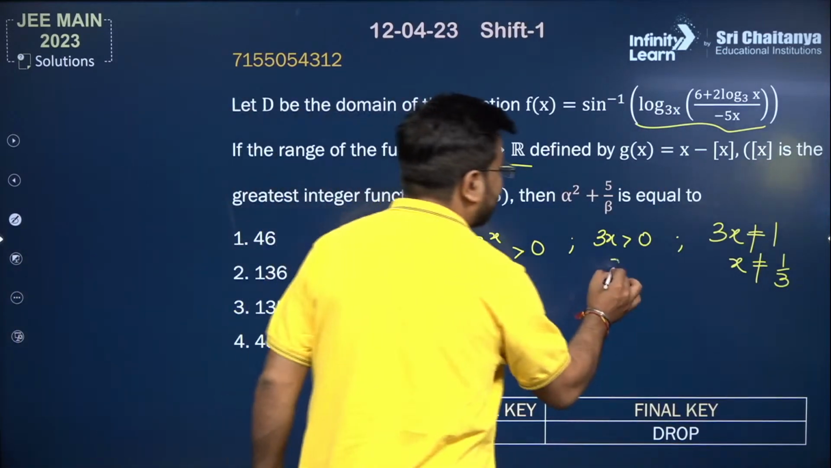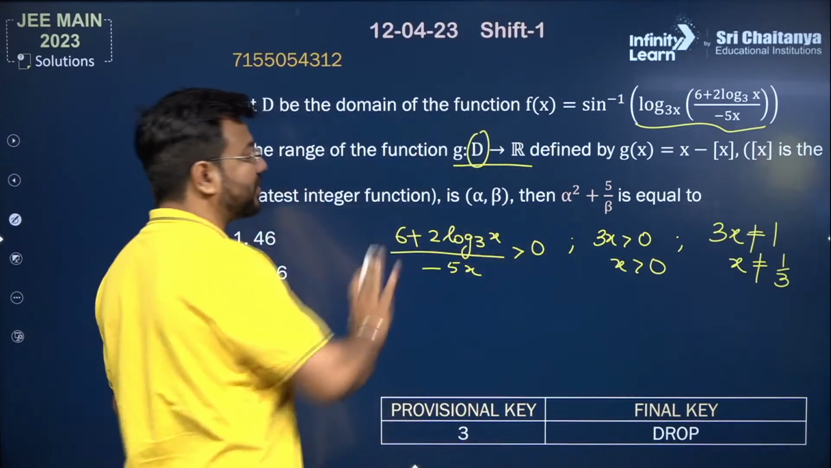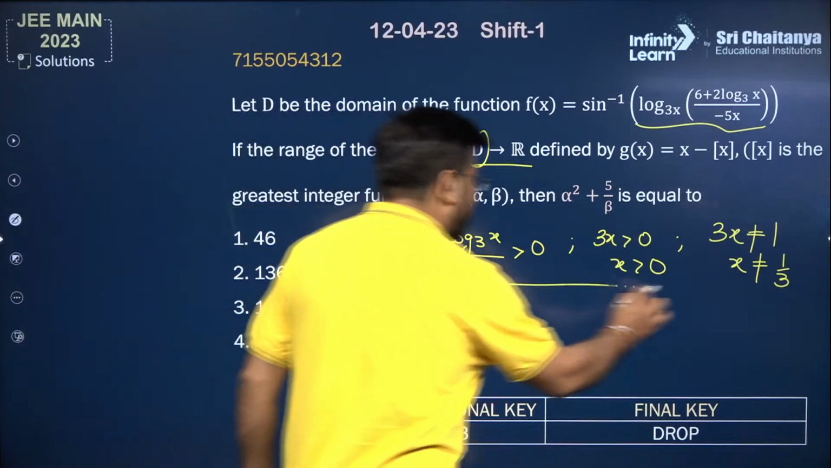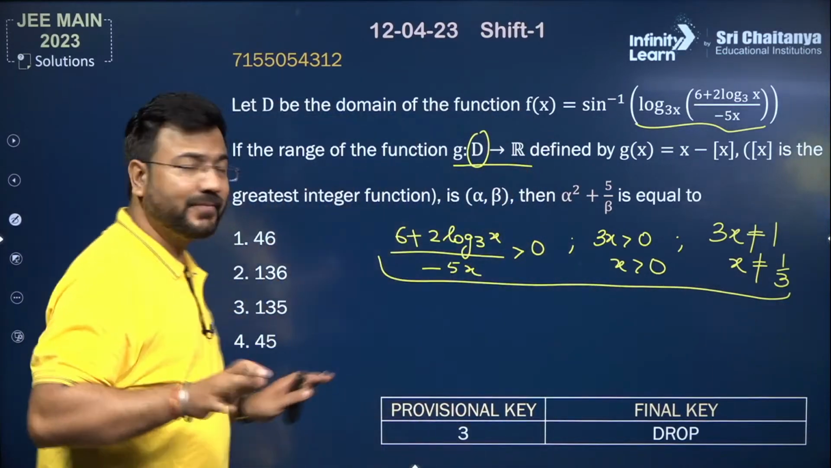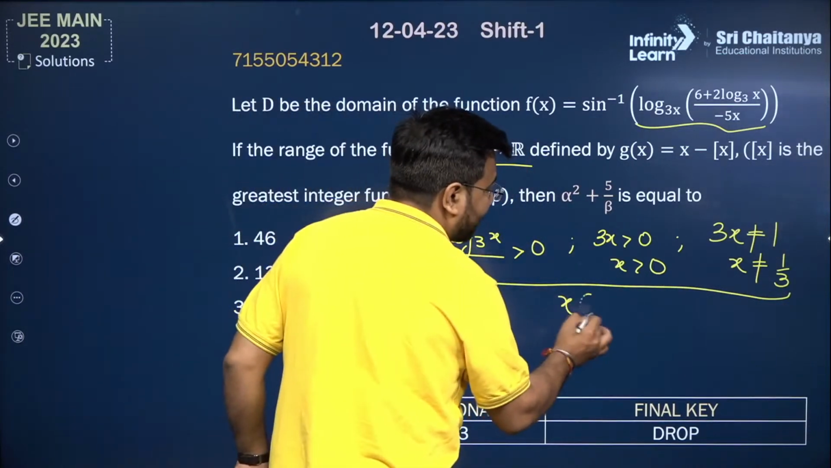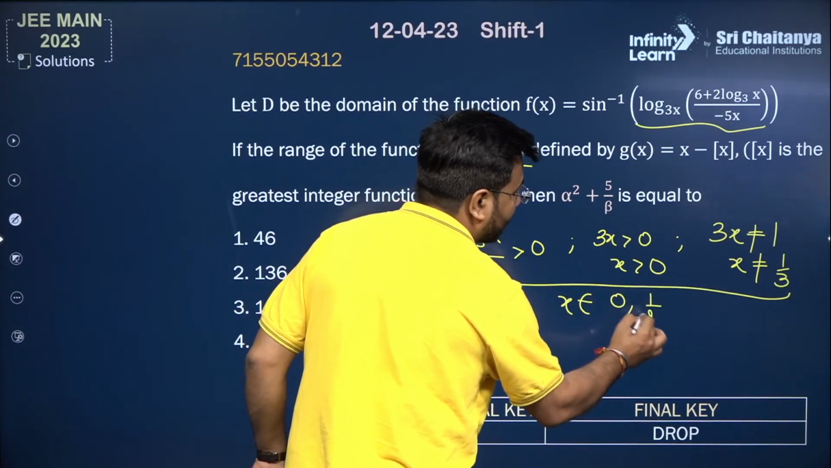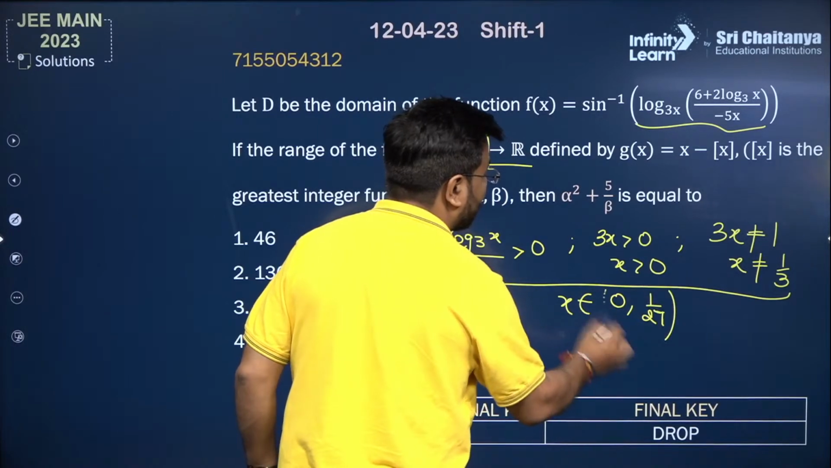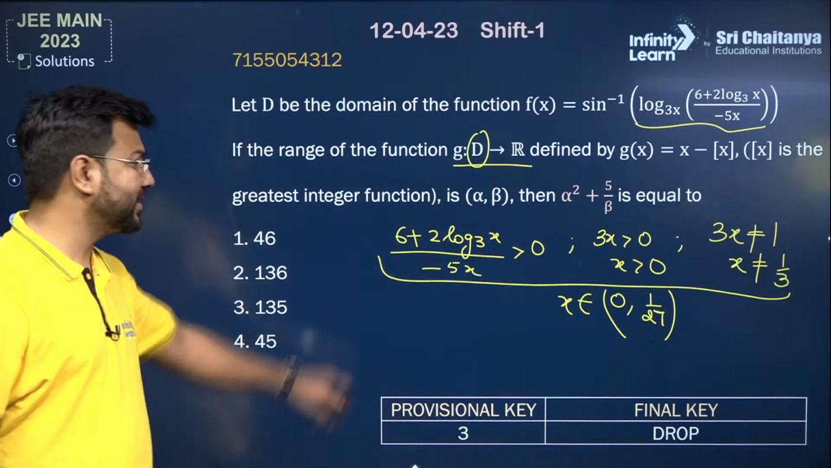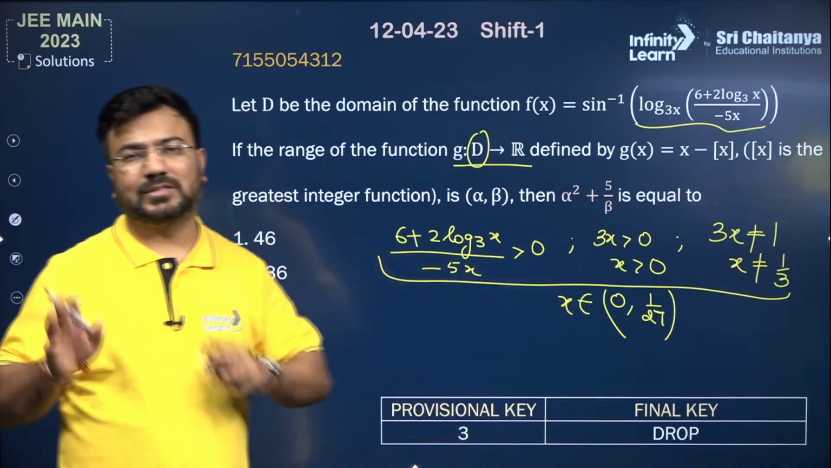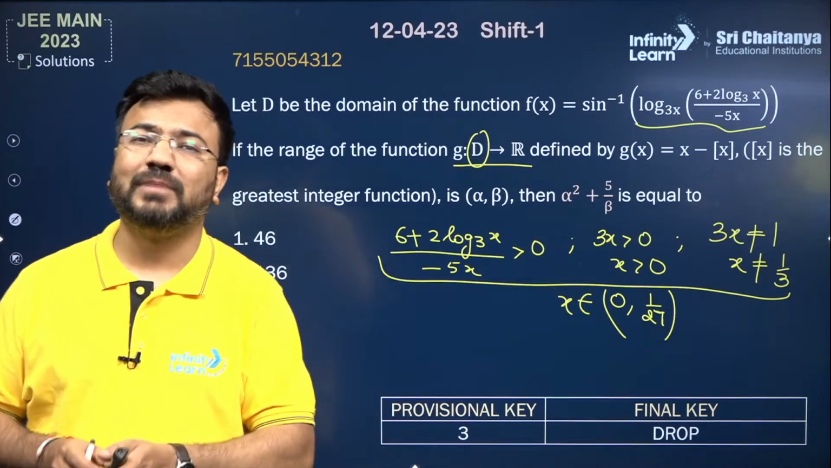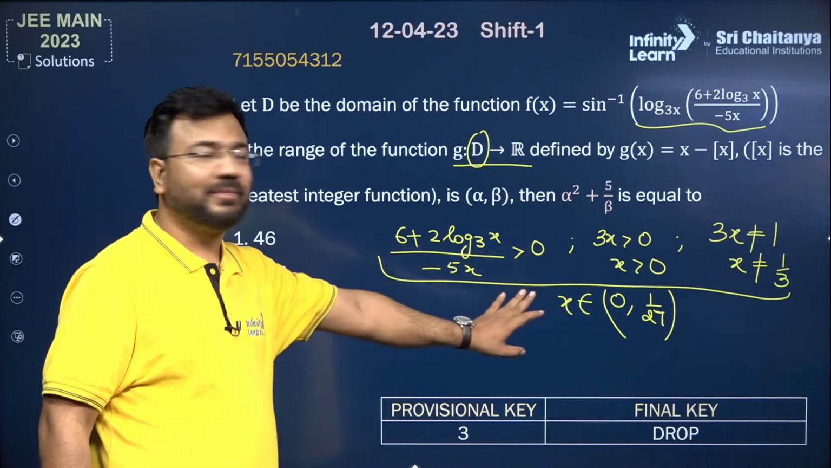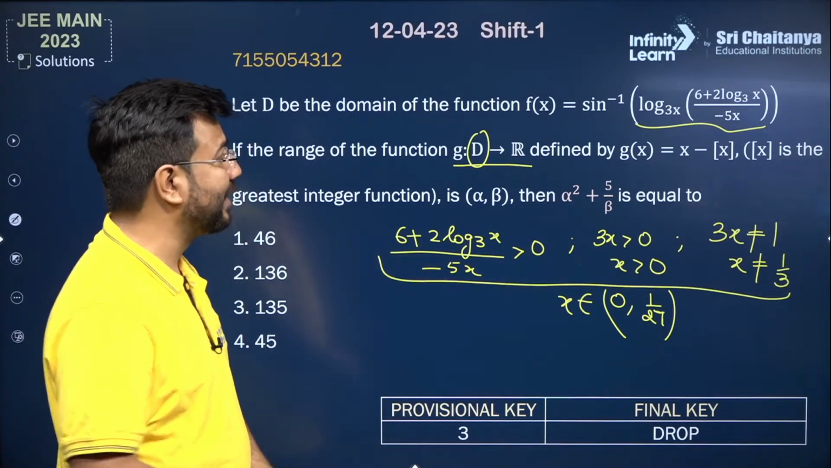Here we got x positive, and after solving this we'll be able to get the result. Now out of these three, if I take the common of these three, we will be able to get x belongs to (0, 1 upon 27). This is the result that we are getting. Just solve this inequality and you will be able to get the interval. Once you have the interval x belongs to (0, 1 by 27), then what will you be thinking about?